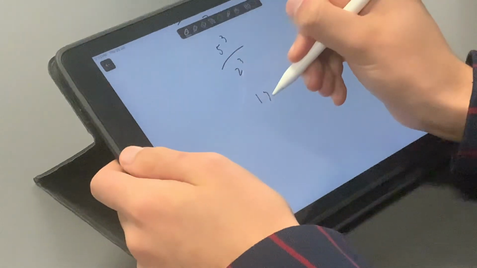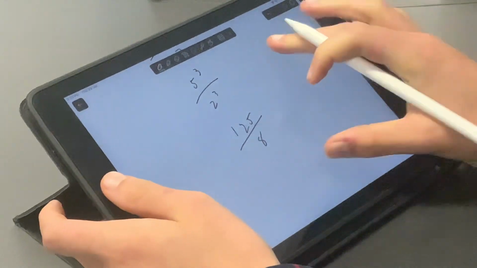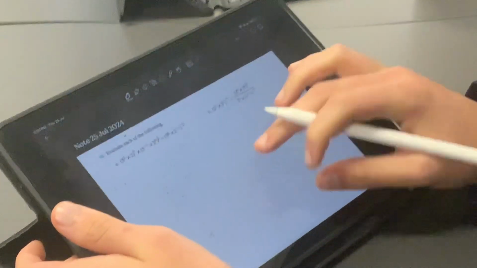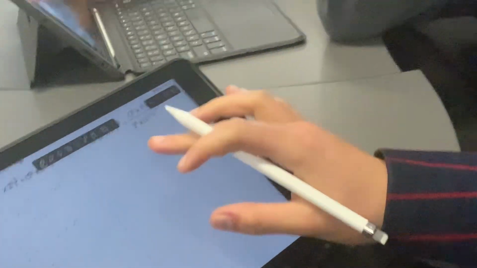Now we can't really do anything apart from this, apart from just making it the big numbers over 8. Okay, so that is the half of this question done.